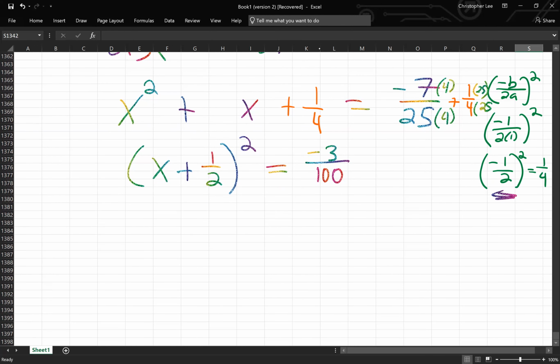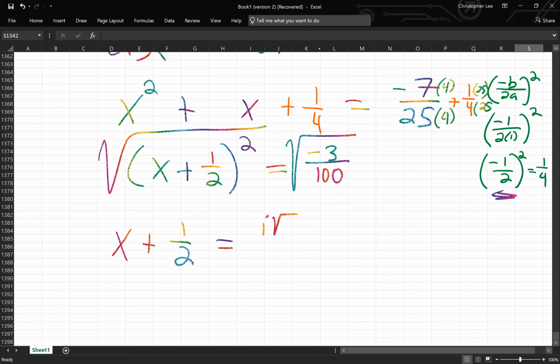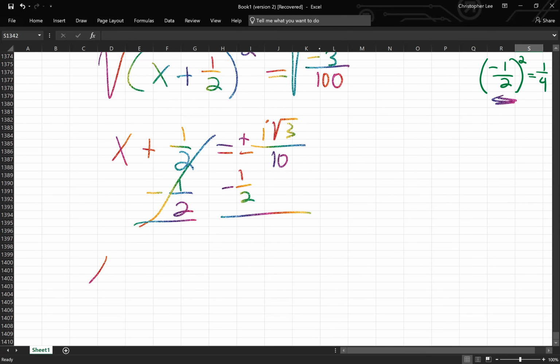And then you already know what I want to do, right? I want to solve for x, so I'm going to square root this. So what I do to one side, I do to the other. So this becomes what? x plus 1/2 is equal to, what's that? I square root 3 over 10, plus or minus. Now we're going to subtract the 1/2 over here. What we do to one side, we do to the other. Right? So final answer, x is equal to -1/2 plus or minus i square root 3 over 10.